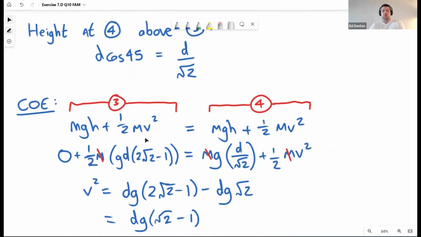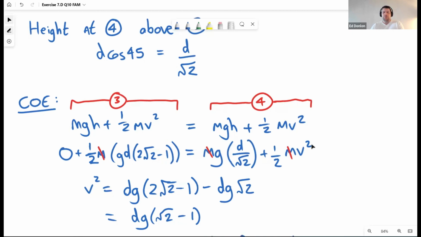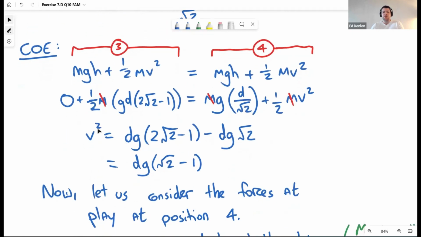Put that in for my v squared at position 3. And now position 4, well, I have my new height, d over root 2, that I just found here. And then I have my v squared over here that I do not know yet, but I will find at the very end. As always, the m's cancel out. And I find a nice expression for v squared, which is my speed at position 4.